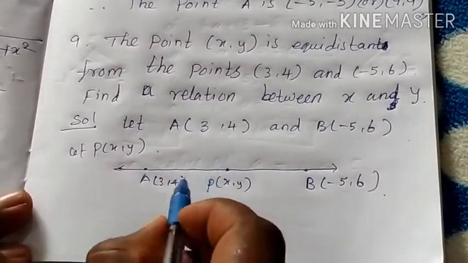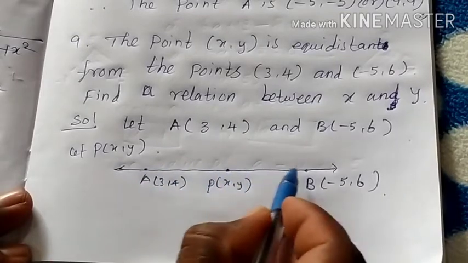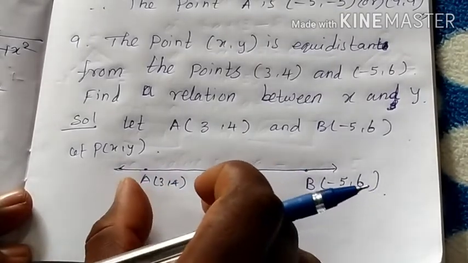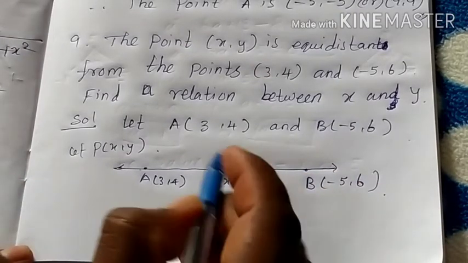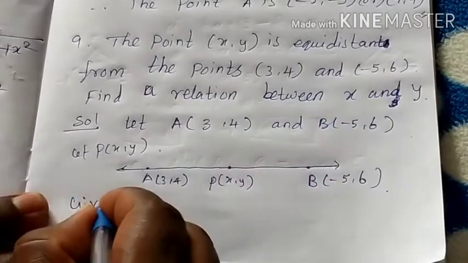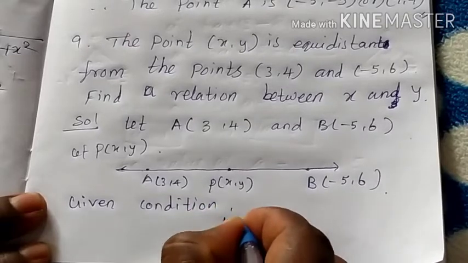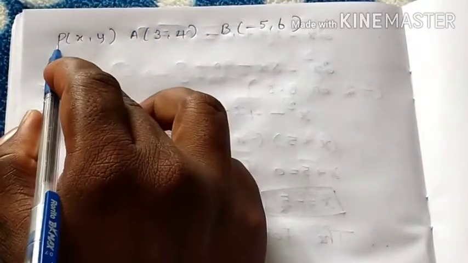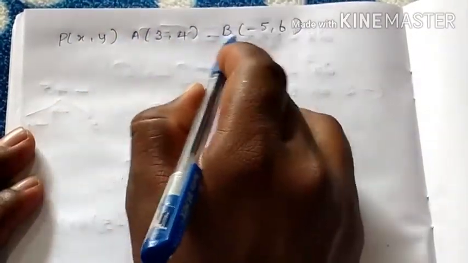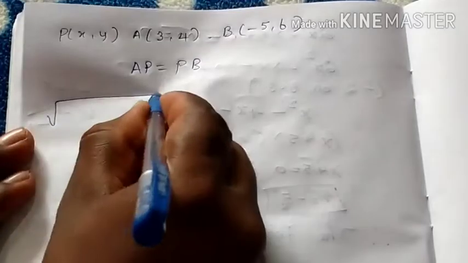So the condition is the point P is equidistant from point A and point B. AP equal to BP. This is the given condition. So find a relation between x and y. The given condition is AP equal to BP. The point P is (x, y), A is (3, 4), B is (-5, 6). Find AP equal to BP. So apply the distance formula.